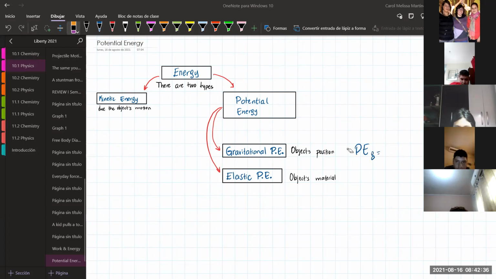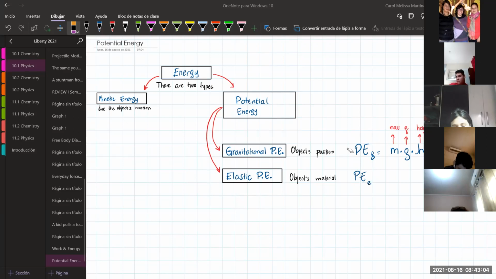Gravitational potential energy. G is for gravitational, and the formula is mass times gravity times the height where the object is located. Okay, so this is mass, this is gravity, and this is object's height. Okay, now for elastic potential energy, this is the equation that we're going to be using.